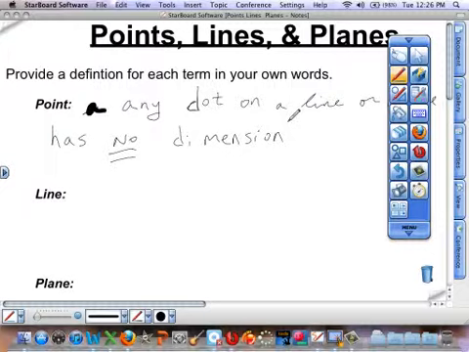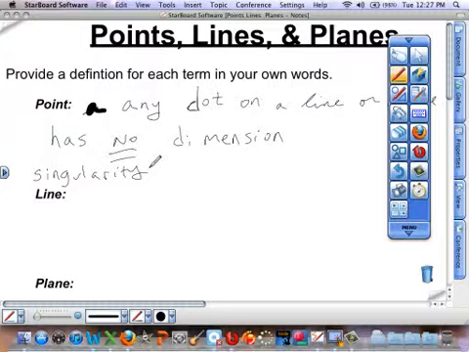For those of you who like to study astrophysics, you can almost think of this as a singularity in space. It just is. And you can take just a microscopic movement one way or another, and you're at a whole different point. So that's really what a point is. So when you talk about any dot on a line or plane, what does that dot represent?